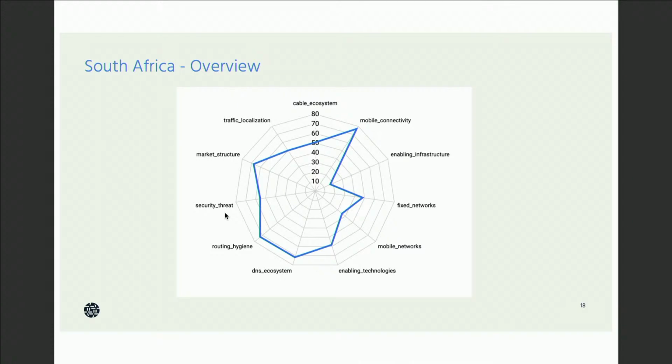This is a spider chart of the internet resilience of South Africa. The index is built using different indicators. I'm not showing all the indicators here. I'm showing a group. When we group all the indicators into subcategories, this is what you see here. But the idea is, looking at this graph, we can already see where the weak points are. We see that, for example, in South Africa, mobile connectivity is quite good, hitting around 80% here. Market structure is also quite good, hitting around 70% here. But enabling infrastructure, not that good. Mobile networks, not that good. So let's have a look deeper into that.